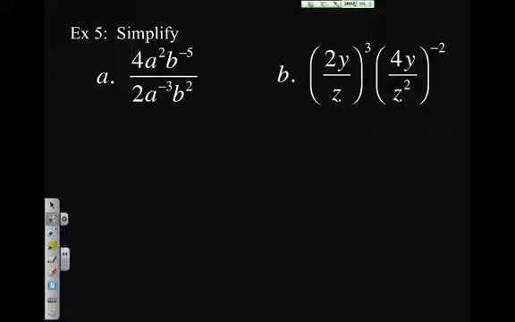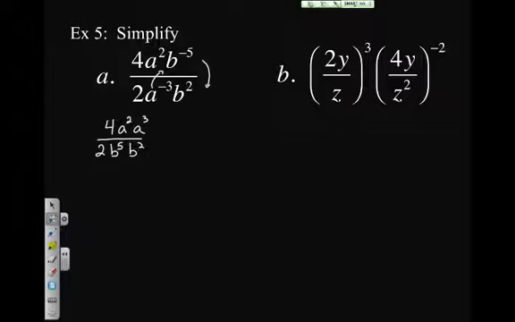Once we have those properties, the first thing I typically deal with is the negatives and take care of those. So now this b to the negative fifth will move down and become b to the positive fifth. a to the negative third will move up and become a to the positive third. And then we still have the b squared on the bottom.